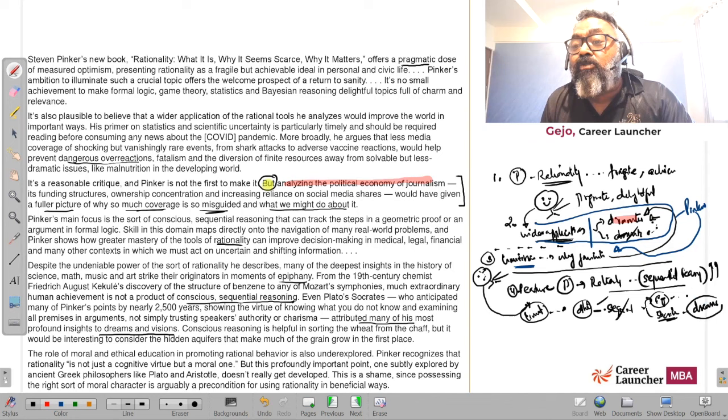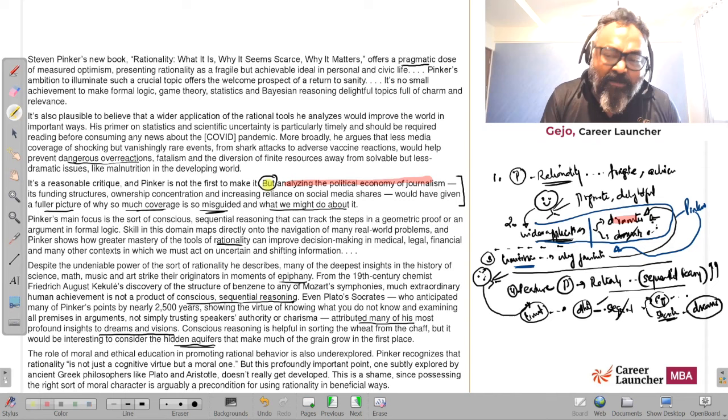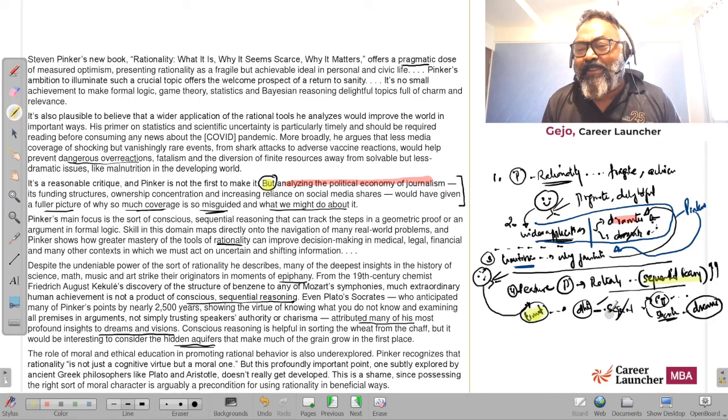Conscious reasoning is helpful in sorting the wheat from the chaff, but it would be interesting to consider the hidden aquifers that make much of the grain grow in the first place. And again, talking about Pinker: you talked about sequential reasoning, but there are also non-sequential ones. Pinker, you talked about these things being dramatic, but you should have probably looked at why these people are doing it. Nice, you wrote a good book, but I have little issues.